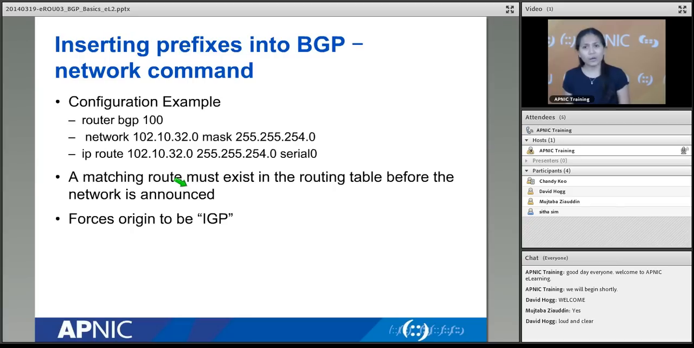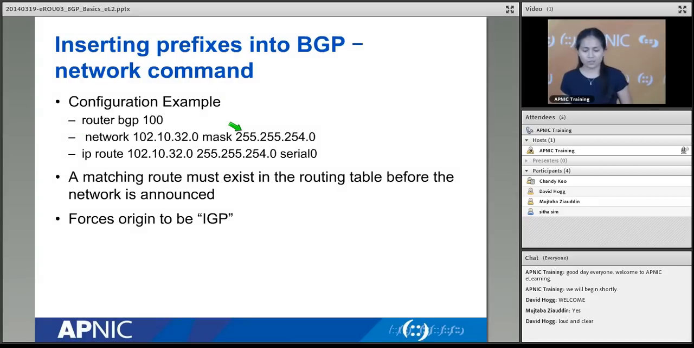How do you now add prefixes? Well, we said that you need to announce prefixes for you to be reachable. So these are the commands. For router BGP, you add. There are two ways, of course, to insert prefixes. But what we normally use, at least in my case, is the network statement or the network command. So you specify the network that you're going to announce. In this case, 102.10.32.